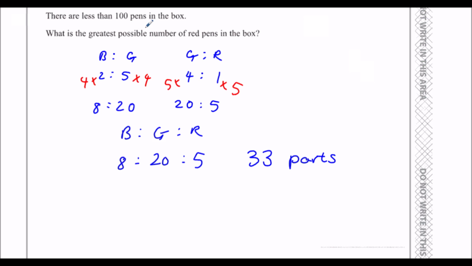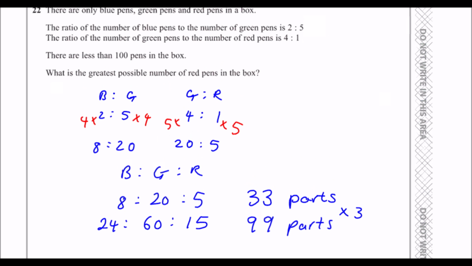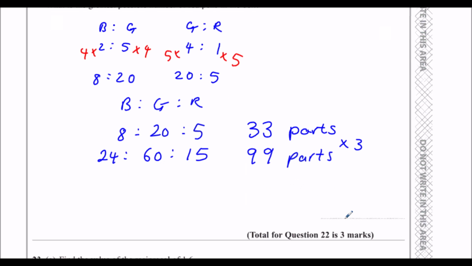And there are less than 100 pens in the box. So we can times it by 3, and we go to 99 parts, or 99 pens. So that'll be 24 to 60 to 15. This is the most we can get. We can't put any more parts on because we'll go over 100. And red is 15. So that's the biggest number of red that there can be for that ratio.